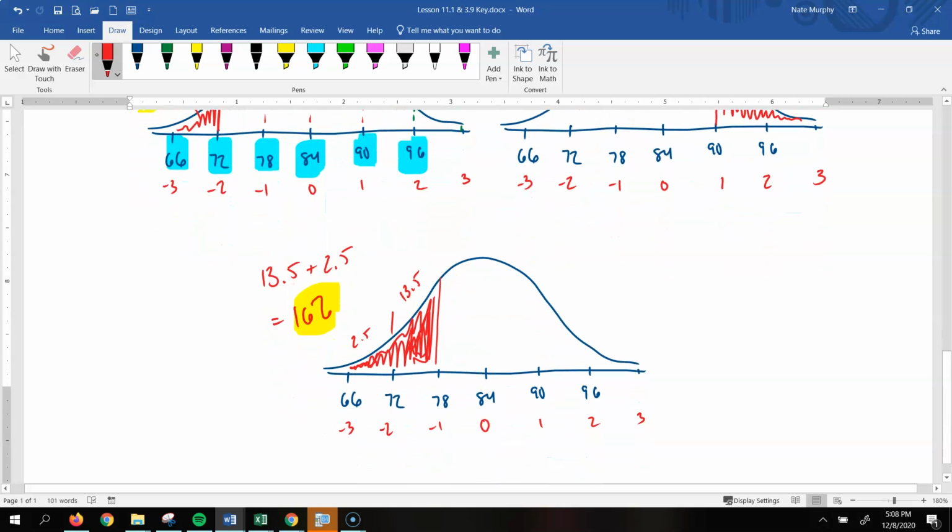And if a retake was anything less than a 78, then to figure out what percent of students could retake the test, again, we would have the other end being the 13.5 and the 2.5. So when we add those together, we get 16%.